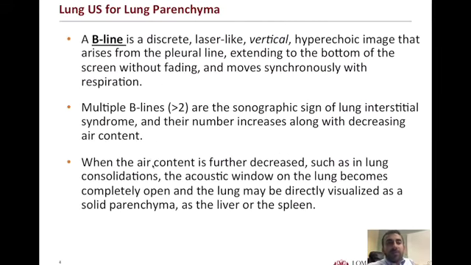So again, we're looking for these vertical lines. More than 2 is a sonographic sign of lung interstitial disease, and the more we see, the worse the airspace pathology. As this gets even further, you can see complete consolidation of lung tissue in the acoustic windows of the lung ultrasound exam. The identification of these more echogenic collapsed lung areas is pathognomonic for consolidation.